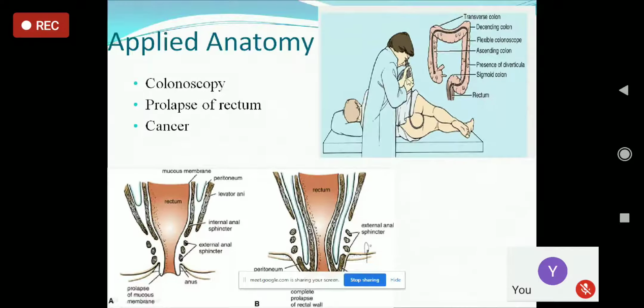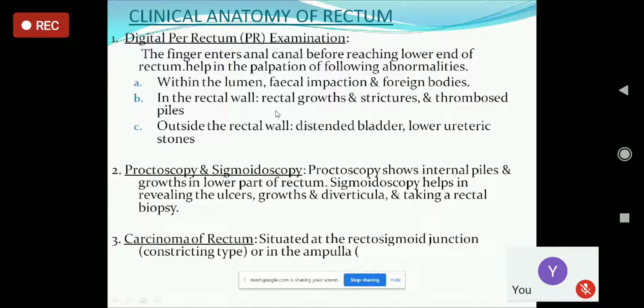In the clinical anatomy of the rectum, in the digital per rectum or PR examination, a finger is inserted and the rectum is palpated to see what structures are there: whether fecal material is impacted, whether foreign material is present or not. In the rectal wall, you can see rectal growth, sphincter thrombosis, piles. And outside the wall, you can see a distended bladder, a lower ureteric stone.